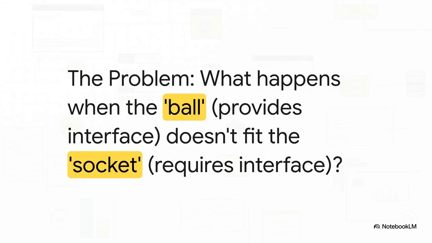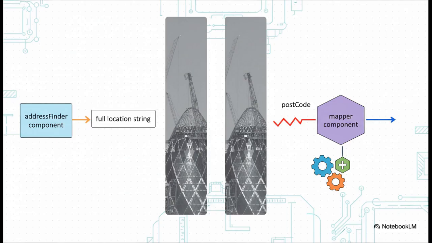But, of course, it's never that easy, is it? This leads to probably the most common headache in component-based development. What happens when the ball just doesn't fit the socket? You find two components that are otherwise perfect for what you need, but their interfaces just don't line up. The data that one spits out isn't in the right format for the other one to take in. And here's a textbook case of that exact problem.